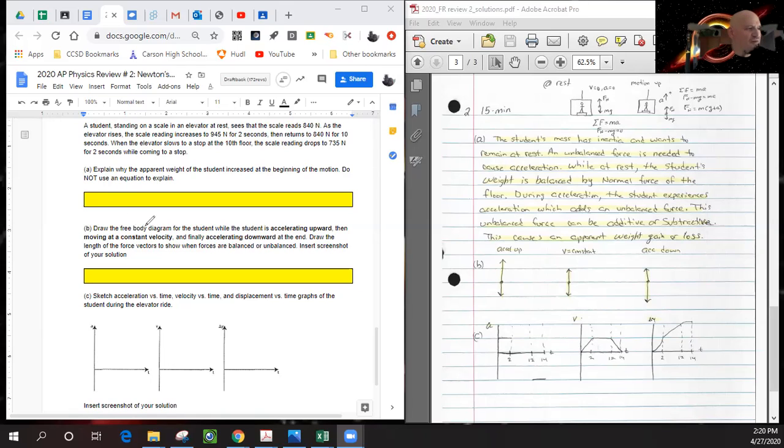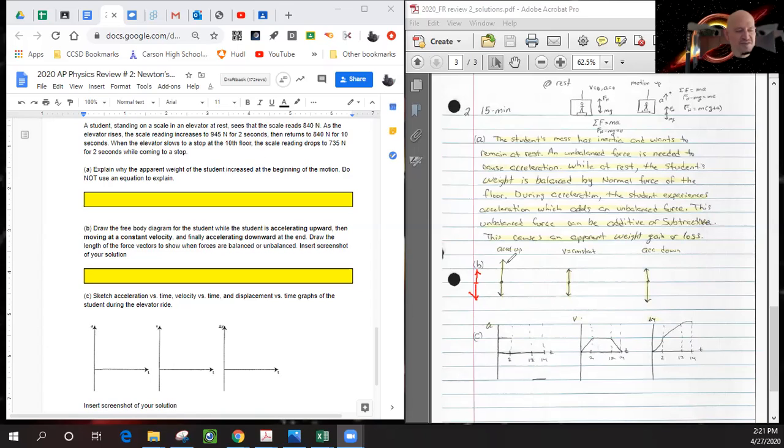B says, draw a free body diagram when it's accelerating upward, moving at constant velocity, and finally when it's accelerating downward. Here I have mg going down, and the normal force going up. When accelerating upward, we have to make the normal force a little bit higher to show that there's a net force going upward.